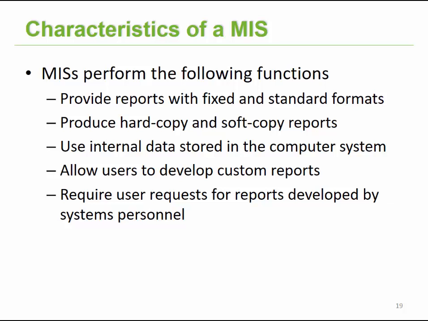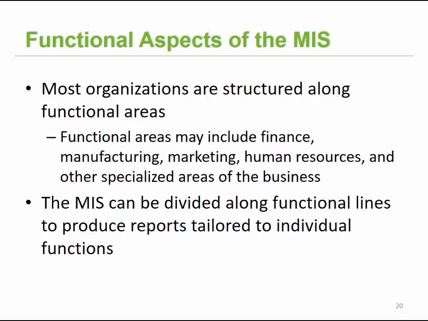personnel. Now, if we look at the functional aspects of management information systems, we do find them in all aspects of our company. So you would find it in finance, manufacturing, marketing, HR, and various other areas. And then a lot of these systems can actually be further divided to solve some of the issues or the requirements for each one of those individual units.